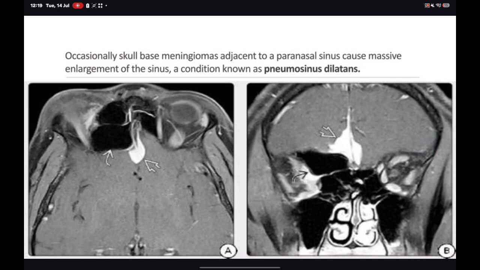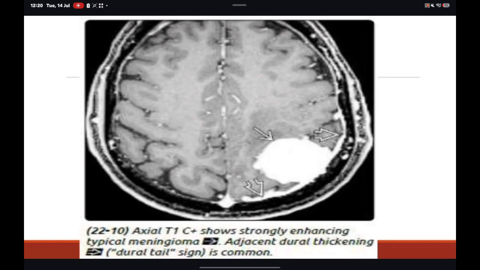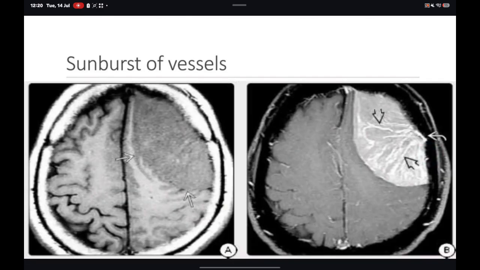Occasionally a skull-base meningioma extending to the paranasal sinuses causes massive enlargement of the sinuses, a condition known as pneumosinus dilatans. And here you can see the picture which shows adjacent dural thickening, the dural tail sign, which is common. You can see here a sunburst of vessels radiating peripherally to one side of the mass.